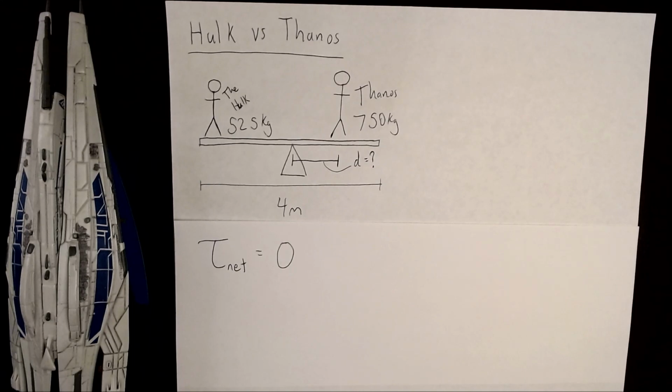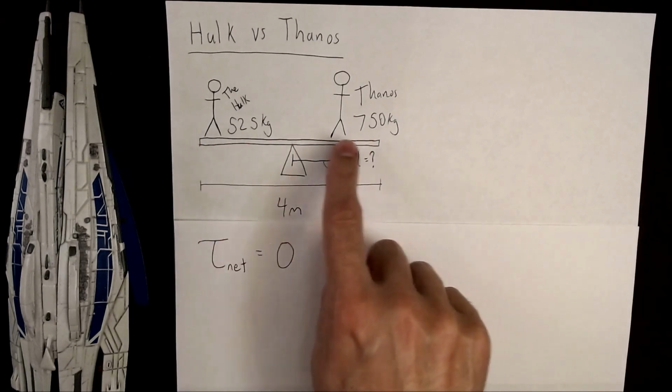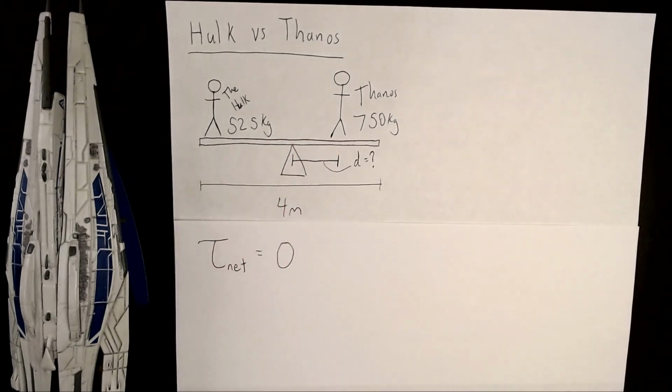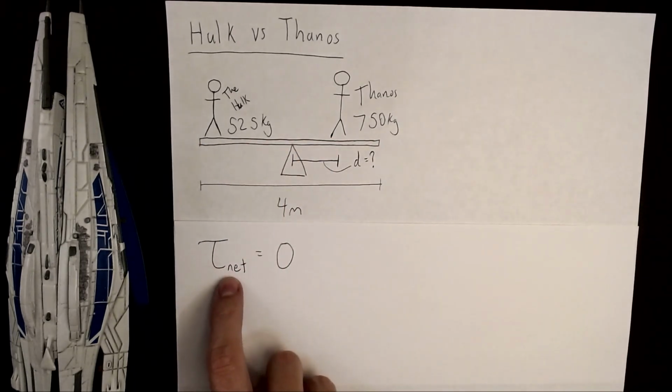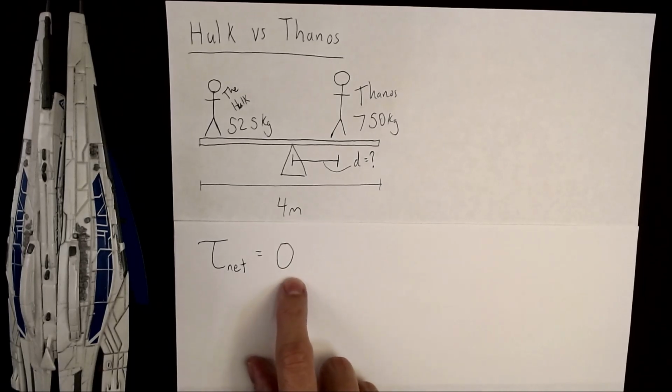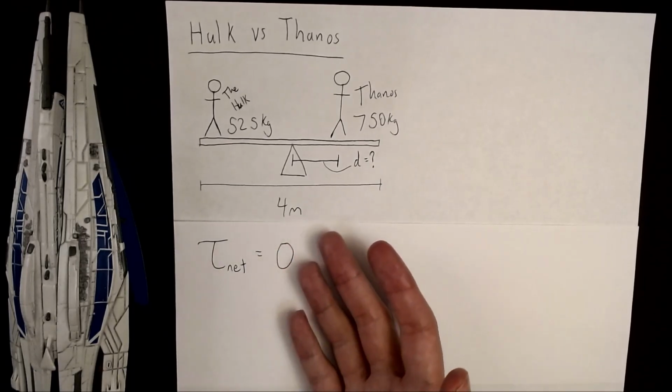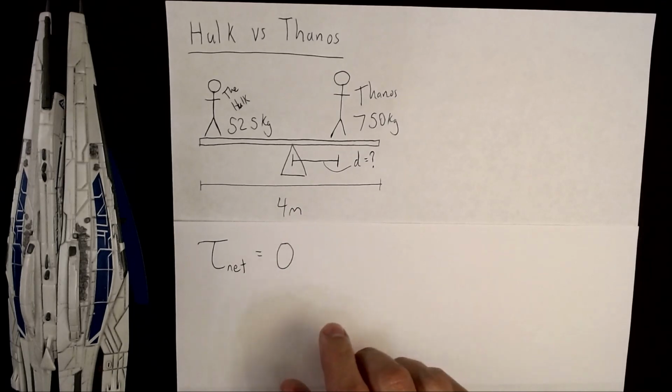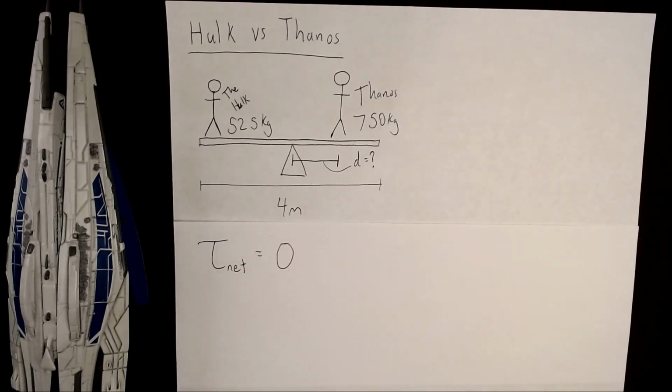Okay, well, which ones of those are positive and which ones are negative? Who is giving this a positive torque and who is giving it a negative torque? If the net torque is zero, then one has to be positive and the other one has to be negative in order to get that zero. They have to cancel out. So can you tell me who has the positive torque and who has the negative torque?